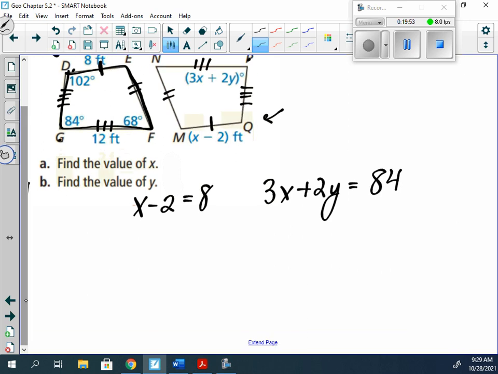Looking at these two equations, which one do we need to solve first? X minus 2 is equal to 8 because how many variables do we have? The other equation has how many? 2, 3x plus 2y. We have to solve for the value of x first. We're going to solve the equation that has one variable first.